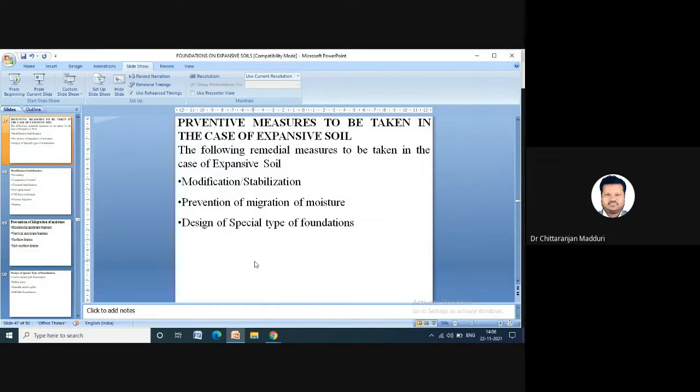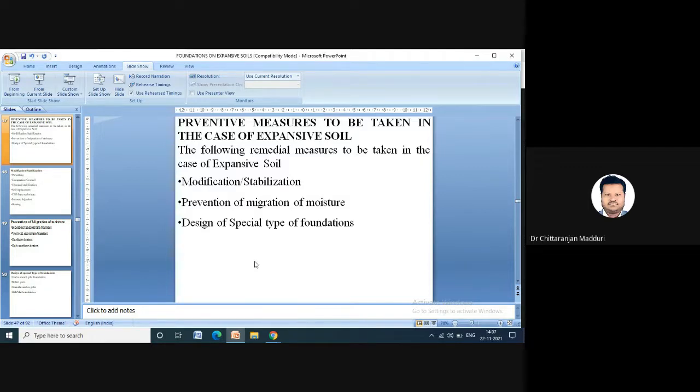That means the swelling nature of the soil mass can be modified by adding some external additives. It is also called stabilization. The inferior qualities of expansive soil can be nullified by adding some external chemicals, cement, fly ash like that. The second one is prevention of migration of moisture.